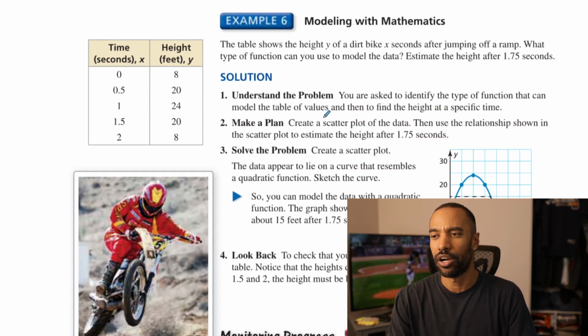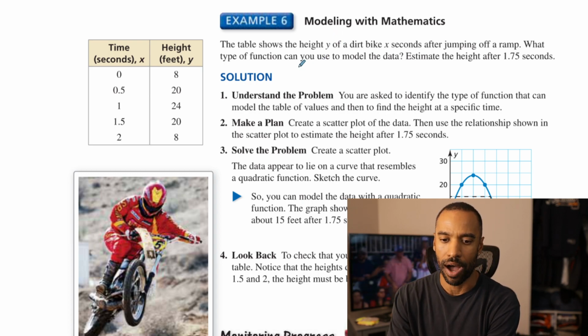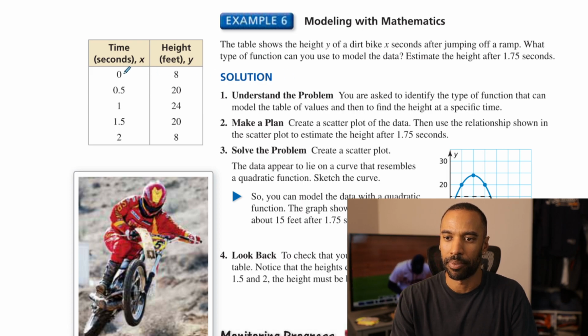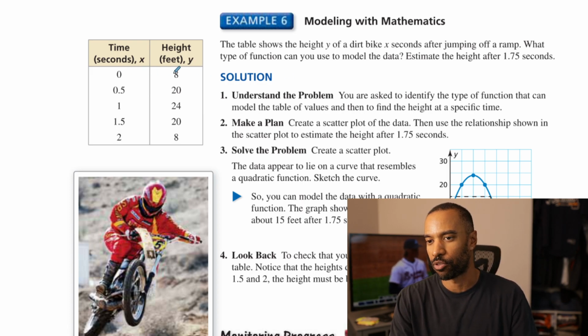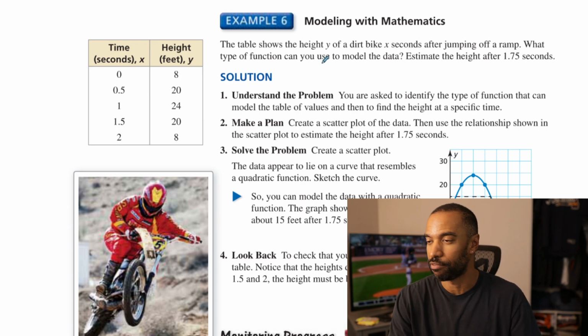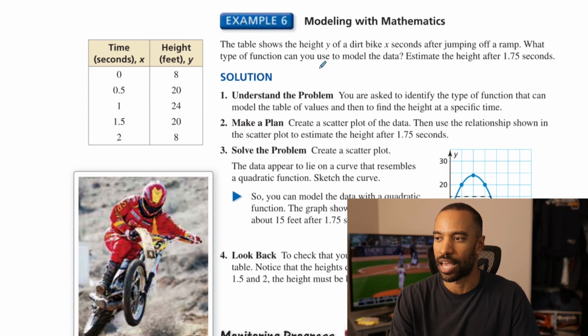Hopefully last example here on modeling with mathematics. The table shows the height y of a dirt bike x seconds after jumping off the ramp. So time 0 is when we jump off the ramp. We're already y feet in the air for whatever reason, because the ramp's 8 feet above the ground, I guess. What type of function can you use to model the data, estimate the height after 1.75 seconds?